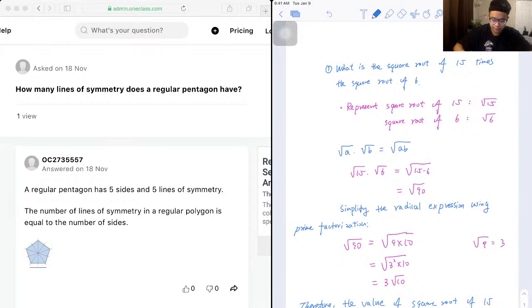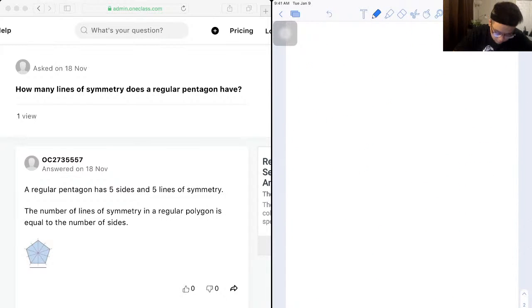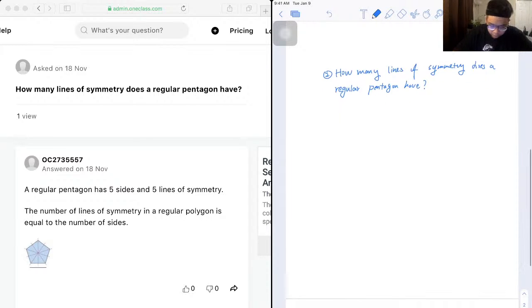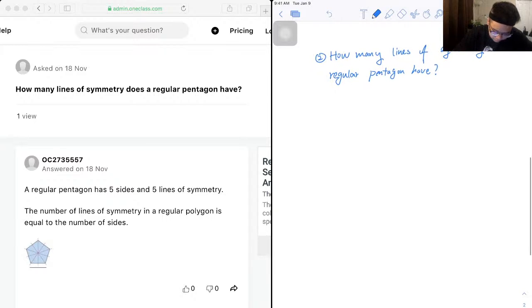Right, so coming up, we're asking how many lines of symmetry does a regular pentagon have? So first, let's draw the diagram of a pentagon. So it should be something that looks like this.